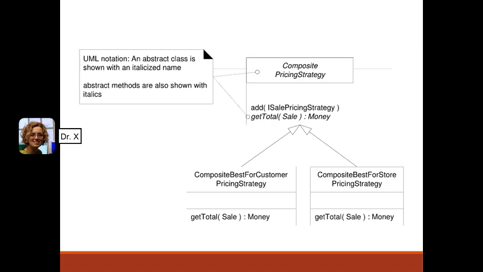And a little bit about UML notation, a little bit of a detail, but an abstract class can be shown with italics, as the composite pricing strategy is an abstract class. And then there may be implemented methods in the abstract class, such as the add method that is not italicized. And then you can see an abstract method, the get total, that is in italics.